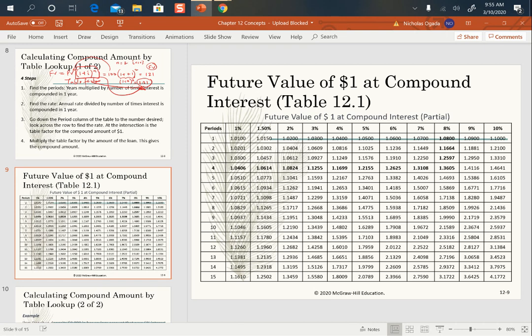So to use the tables, the table shows you this. It's just to give an example of a future value table. And these are, again, the different types of financial tables. There's a future value table for $1. There's a present value table for $1. Then there's a future value for an annuity, and also a present value for an annuity. We're going to see this later on in the course when we get to the next chapter, where we have to deal with annuities.